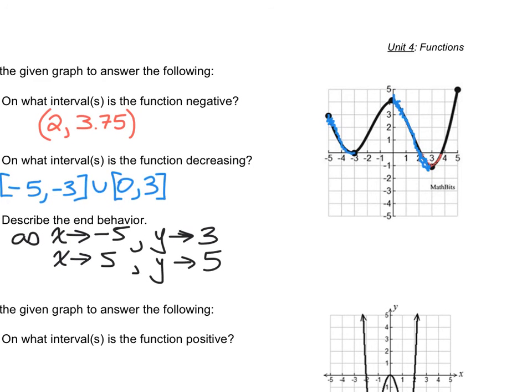All right. And the question on your page says, on what intervals is the function constant? It's never constant because it would have to go horizontal, a horizontal line segment, in order to be constant. That's not the case anywhere. So never constant. But the end behavior would be like this.